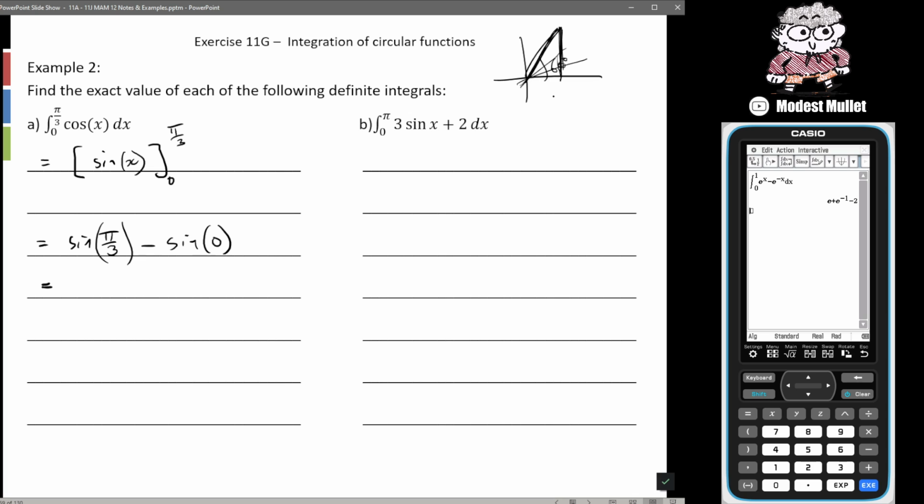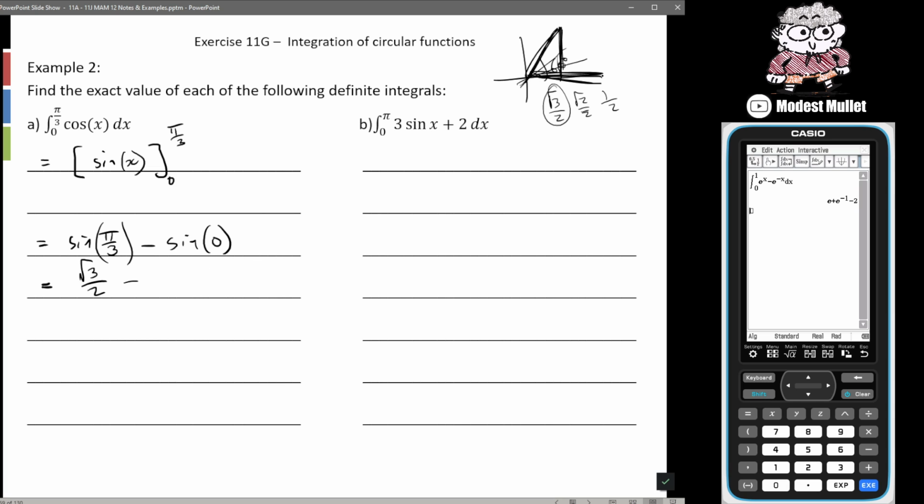These are root 3 on 2, root 2 on 2, half. That's right, and we want this one. Root 3 on 2, and then minus sine of 0.